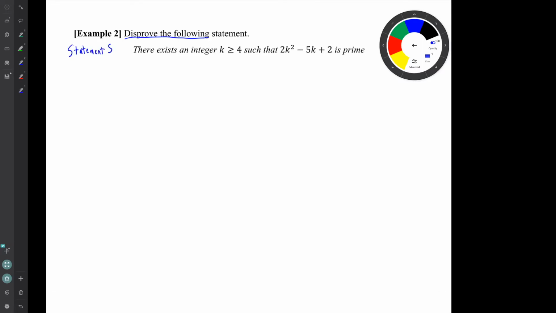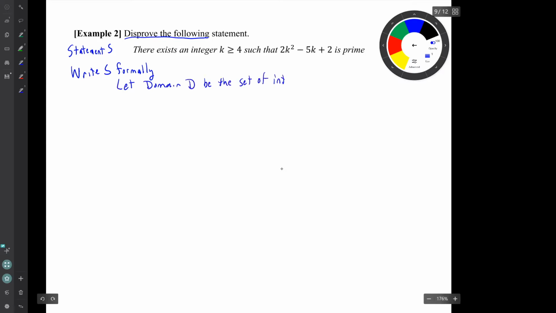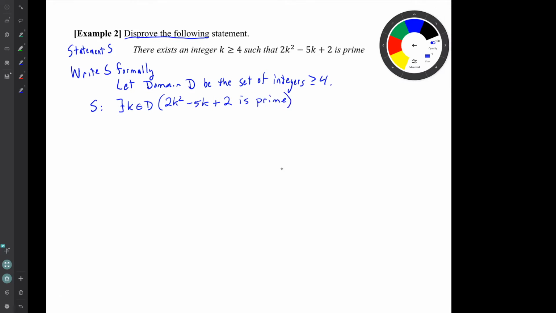So let's write S formally. To write S formally, we need to have a symbol for the domain. So let's let the domain be denoted by the letter D, but let's write what D is. So with that symbol for the domain, it's fairly easy to write statement S. So there's the formal statement of S. Now we can build the negation of S.